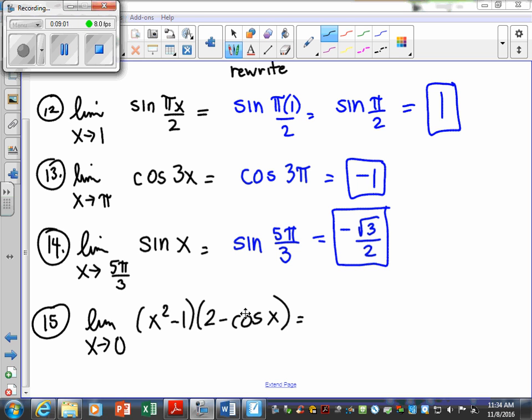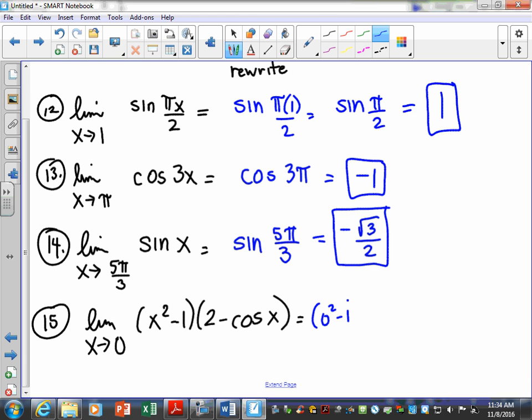Limit of our f of x function here as x approaches 0. So we'll have a 0 substituted in. So 0 squared minus 1, over 2 minus the cosine of 0. This is just going to be negative 1, and that's going to be 2 minus, what is the cosine value at 0? Positive 1, good. So I'm just going to have negative 1 times 1. That gives us the limit of this f of x function as x approaches 0 is just going to be negative 1.